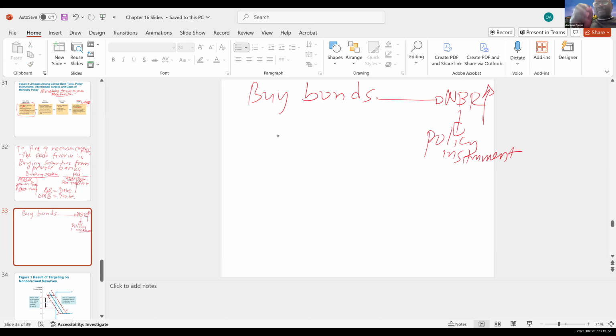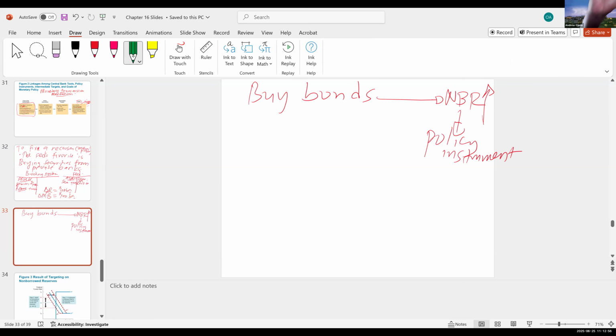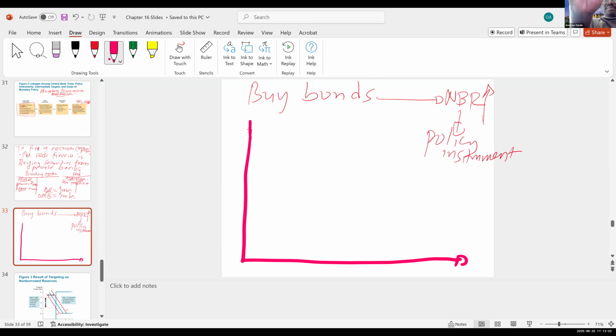Okay, and in chapter 15, I showed you how you can illustrate this. You can draw the market for reserves to show what happened to that policy instrument. The market for reserves, you can call this interest rate. The demand for reserves, remember, is a kinked demand curve. It goes like that.